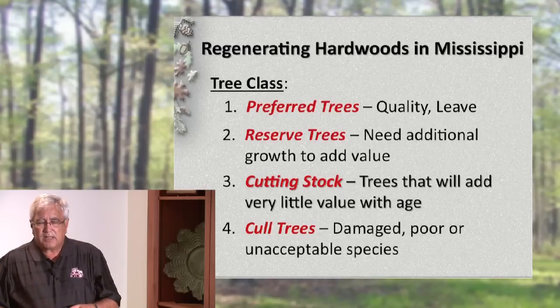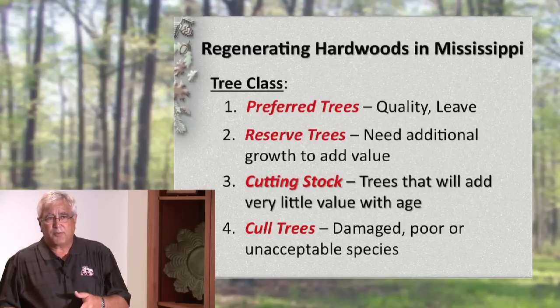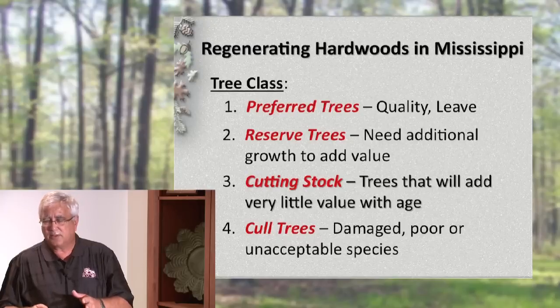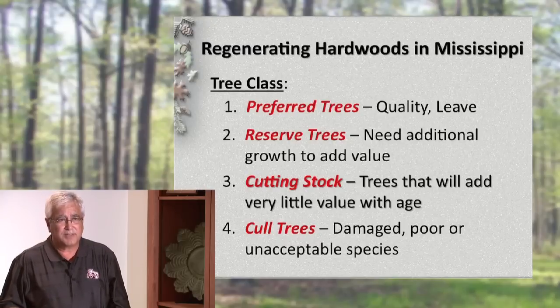If we look at our tree class, we've broken these down to 4 different types of class. We have the preferred trees. These are our highest quality trees. These are the trees that we're going to make the most money off of, and these are the trees we're going to leave in our stand till we cut this particular stand.